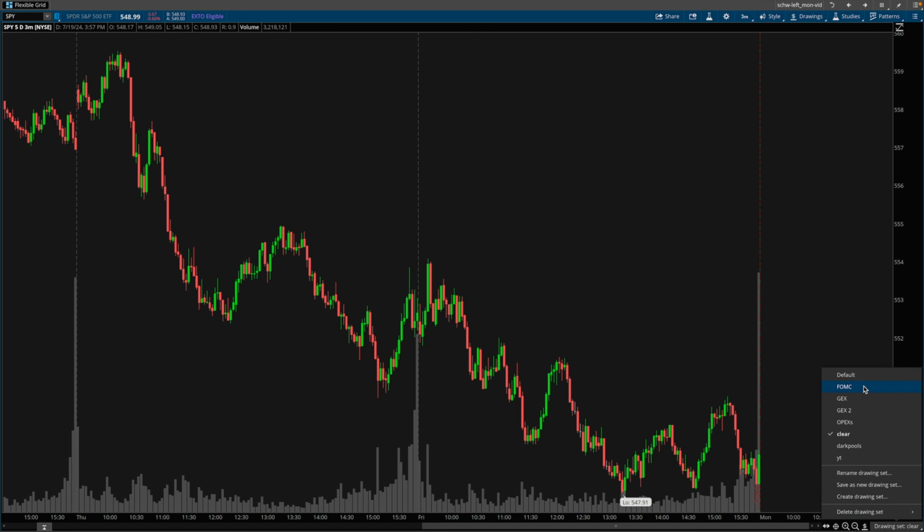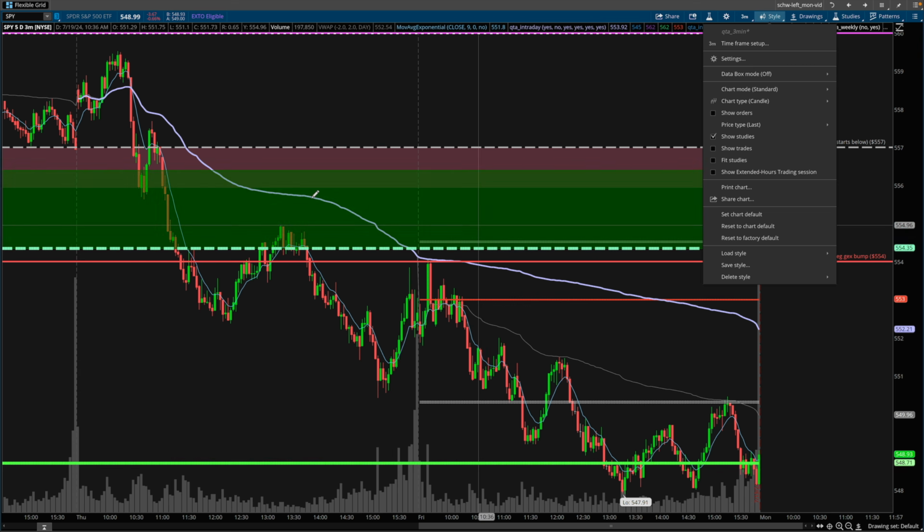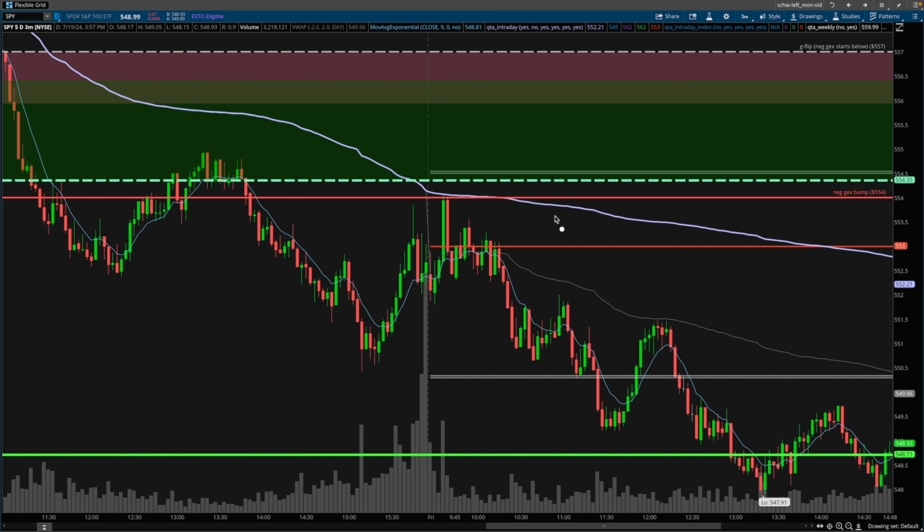Let's turn on our gamma exposure levels. Here is the retest of 54. Again, key gamma strike that was plotted at the start of the week. And now let's turn back on our studies. And let's see what do we have with price action. Here is our VWAP. Here is our 2-day anchored VWAP.